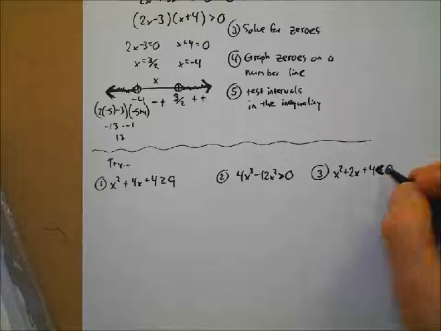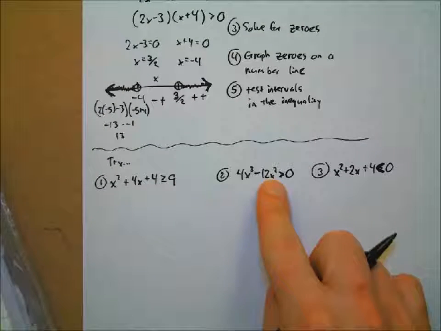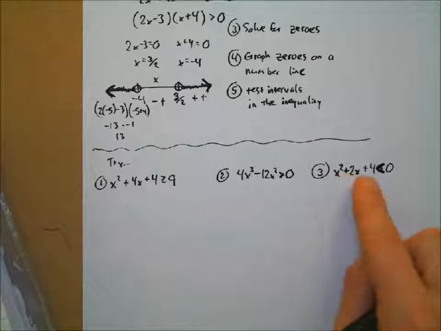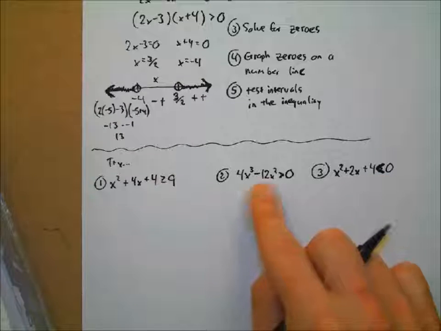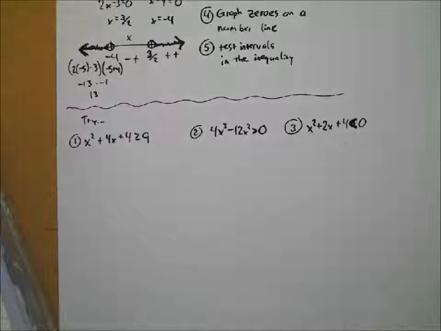There you go. So x squared plus 4x plus 4 greater than or equal to 9. 4x cubed minus 12x squared greater than 0. x squared plus 2x plus 4 less than 0. I know we haven't gone over a cubic here, but it's the same principle as what we did with the quadratics. Find your zeros, test your intervals.